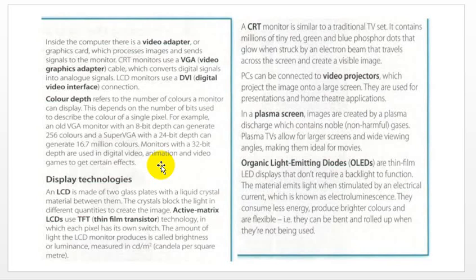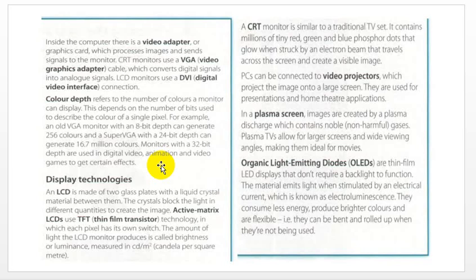In a plasma screen, images are created by a plasma discharge which contains noble, it means non-harmful, gases. Plasma TVs allow for larger screens and wide viewing angles, making them ideal for movies.